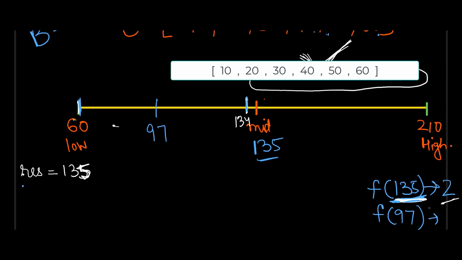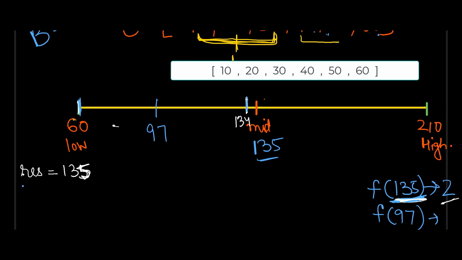So here, let's check: 10 plus 20, 30 plus 30, 60 are less than 97. 60 plus 40 will be 100, which is greater than 97. So I'll keep 60 for one painter. Then 40 plus 50 will be 90, and if I add 60 to 90 it will be 150. 150 is exceeding 97. So let's keep one painter for here and 60 for the other painter.